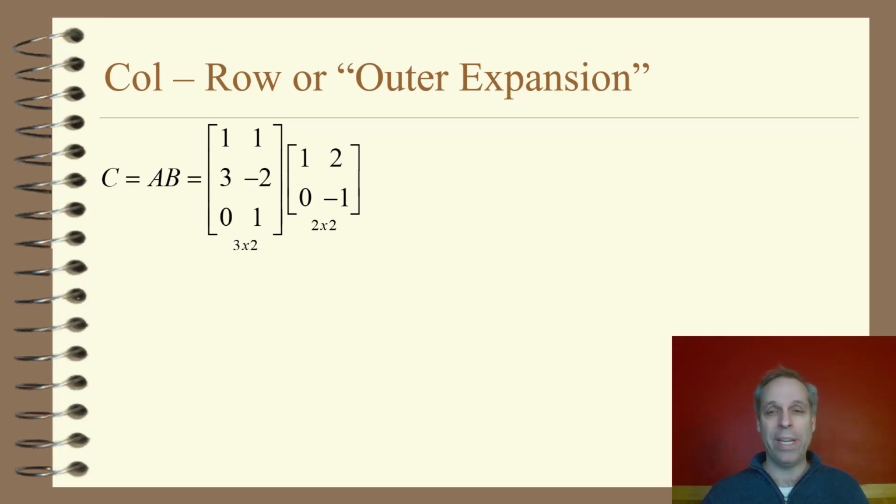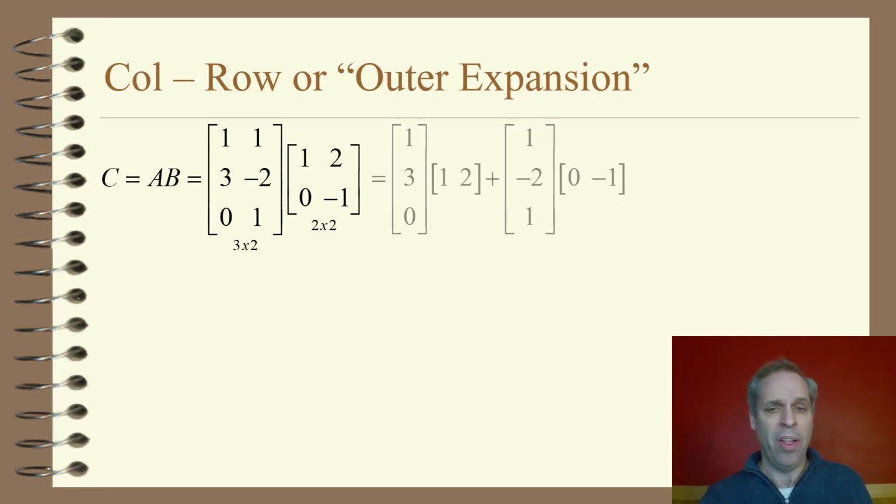So I want to know what is the product of these two matrices. I'll call them A and B, and we get the matrix C as the answer. Notice the number of columns of A is equal to the number of rows of B. We've done this multiplication before, so we know what the answer should be, but I'll use the outer expansion. So then that would be this particular sum of products.